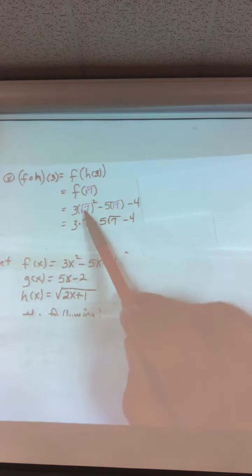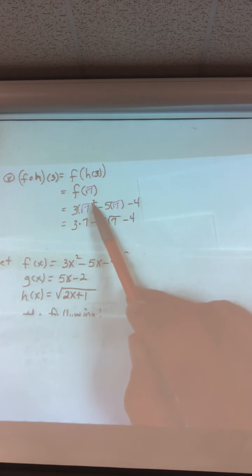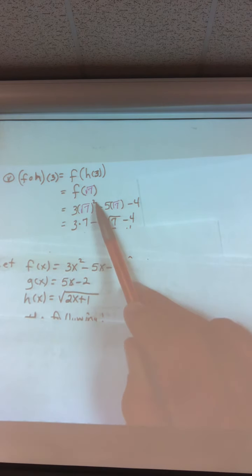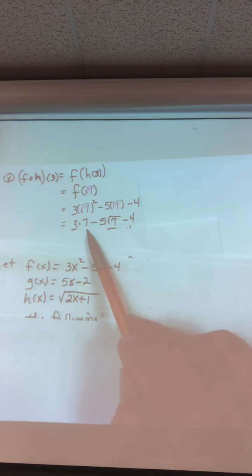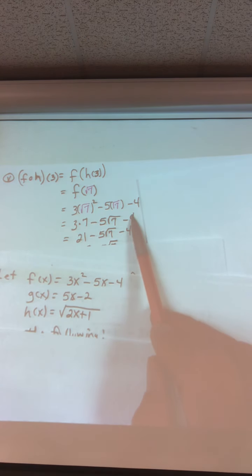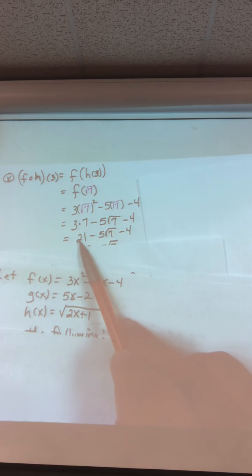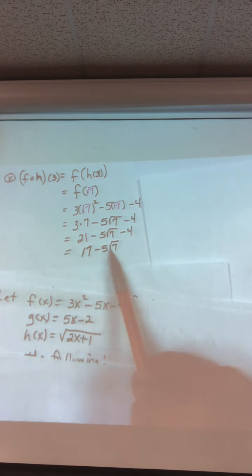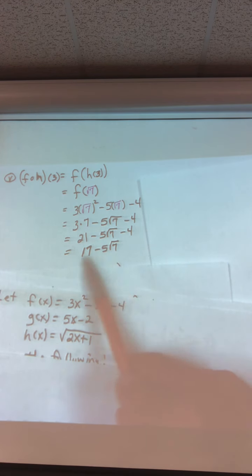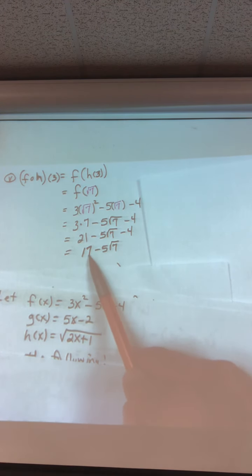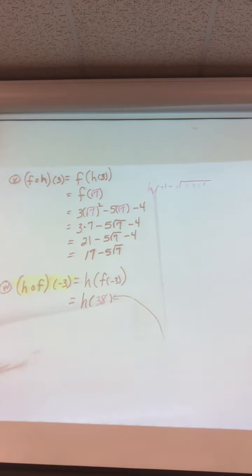And then square root of 7 times square root of 7 is square root of 49, which is just a plain 7. So when you square that square root, it gets rid of it. And then 3 times 7 is 21, minus 5 square root of 7 minus 4. And I can subtract 21 minus 4, which is 17. But you can't subtract those. The only way you could subtract these is if this was 17 square root of 7 minus 5 square root of 7. That has to have a square root of 7 behind it too in order to subtract those.